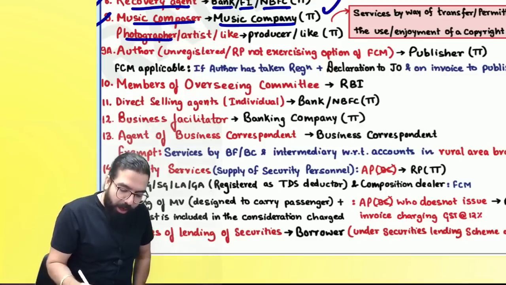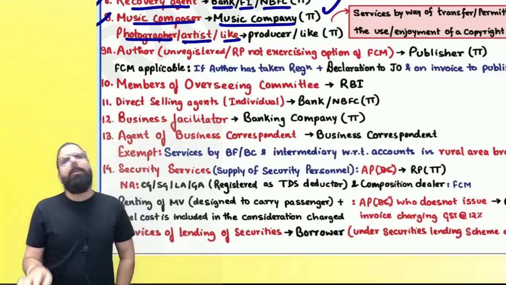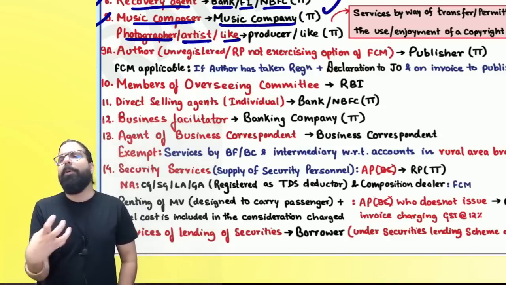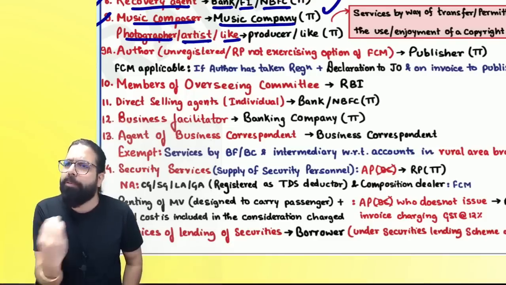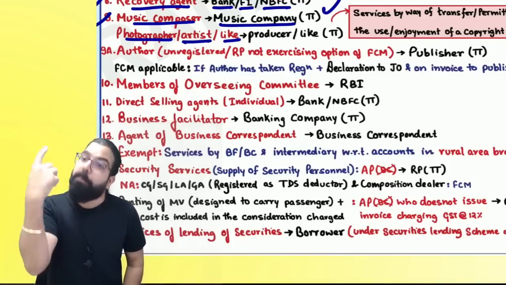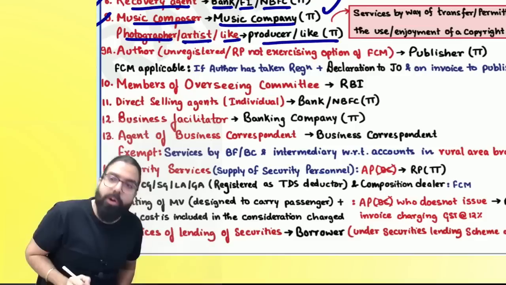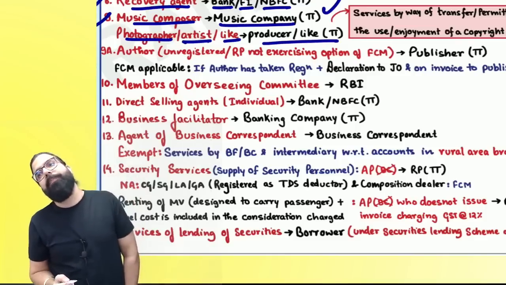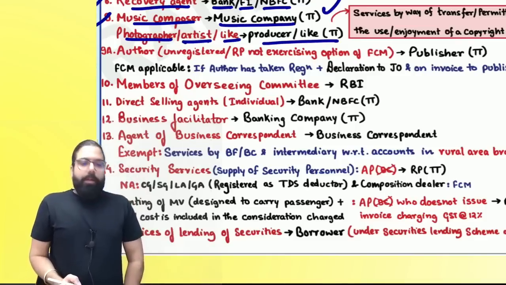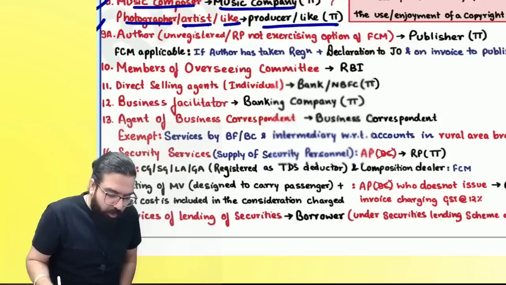The next one was photographer, artist, etc. All these people who are there, government saw that whatever they earn might be small, some small lot of artists are there, but the producers who are there are more organized and will take the GST from them. Are we clear, everyone? The next one is author.